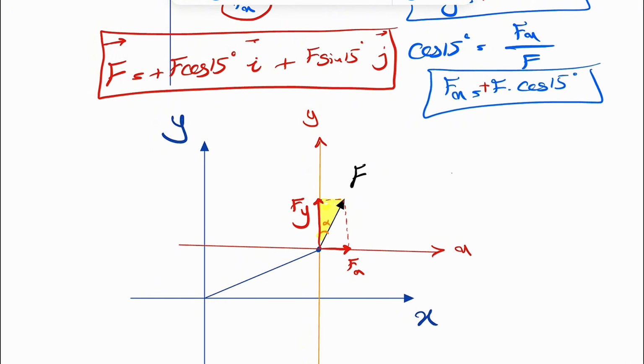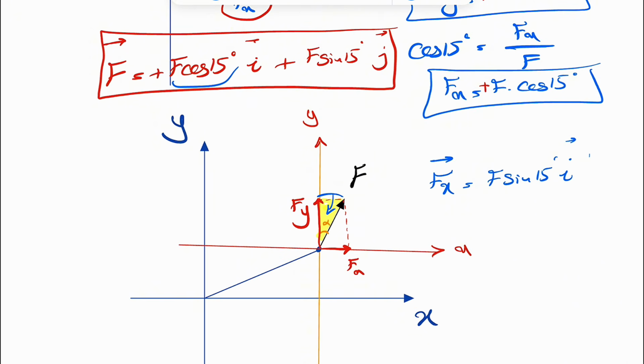So now if we look at it, we can see that Fx is this side, which is the opposite to alpha. So instead of F cosine of 15, now our Fx is F sine of 15 degrees because we have the opposite side. Is it positive? Yes, because again, they are acting along the positive x-axis. So they're both positive.